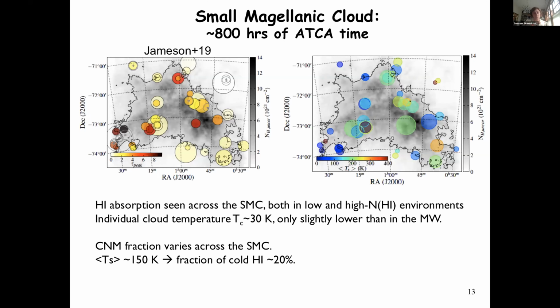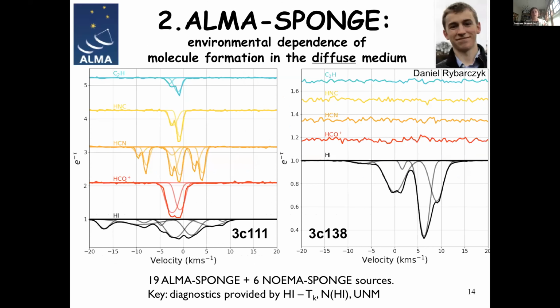And so the 21-SPONGE project gave us information in about 60 directions in the Milky Way, which mainly sample diffuse gas. So it's like a low column density gas. But along those directions, we have incredibly well diagnosed properties of neutral gas. So we have information about the kinetic temperature, the column density, the thermally unstable fraction of gas and the level of turbulence. And so one of the questions we wanted to ask is what's happening with molecule formation in these diffuse regions?